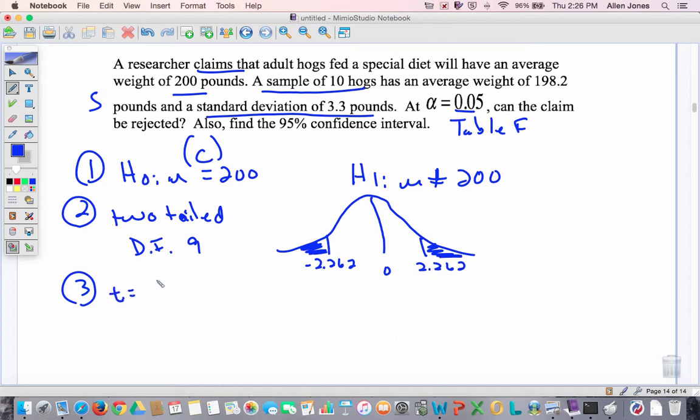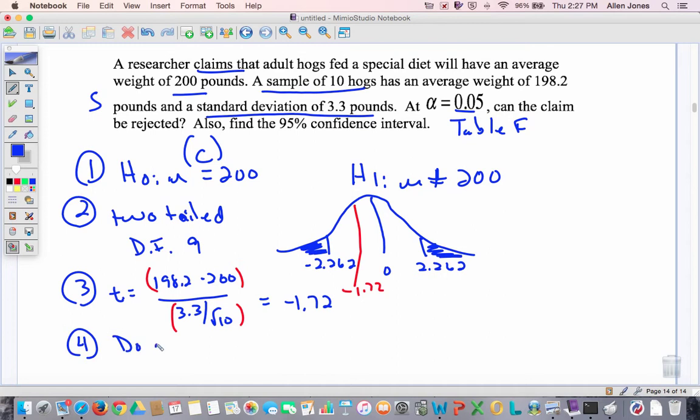Our test score is our sample mean of 198.2 minus our population mean of 200, over our standard deviation of 3.3, and our sample size is 10. Putting our parentheses in again as a reminder, and we get a test score of negative 1.72. Negative 1.72 falls between 0 and negative 2.262, which in this case will tell us to not reject the null.